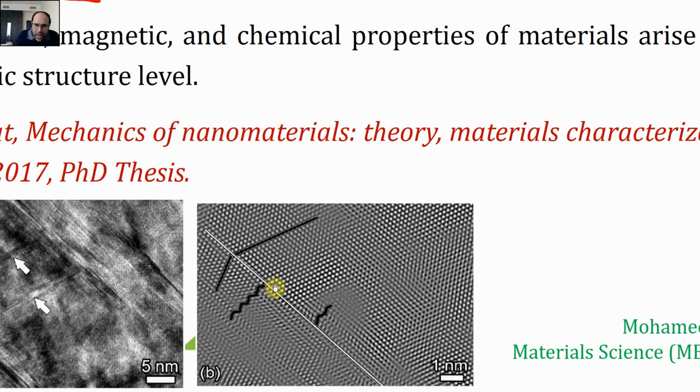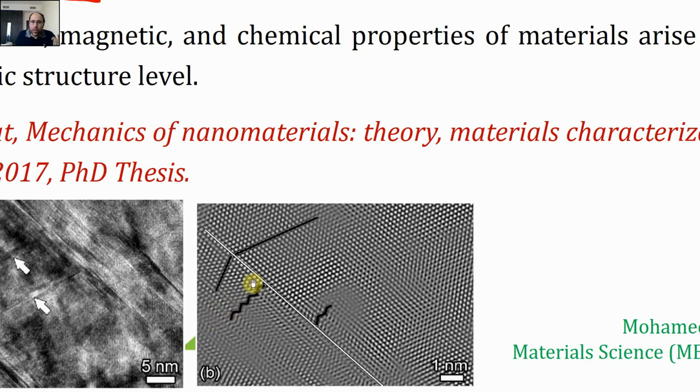If the atoms over this side and the atoms over this side do have the same arrangement, it means that there is no boundary between them. This material will have certain properties. But if there is a boundary between them and the orientation, it means that these atoms are oriented differently than this atom, and this will give different mechanical properties.